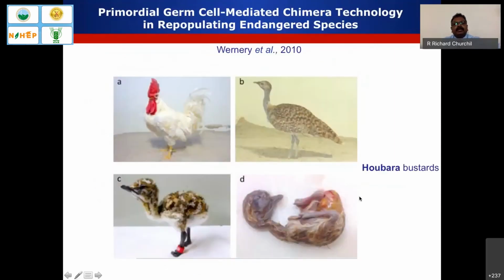And also the major application of this method is the conservation of endangered birds. These Houbara bustards or the racing birds, which are endangered, this type of birds can be conserved using a host interspecific chimera technology.